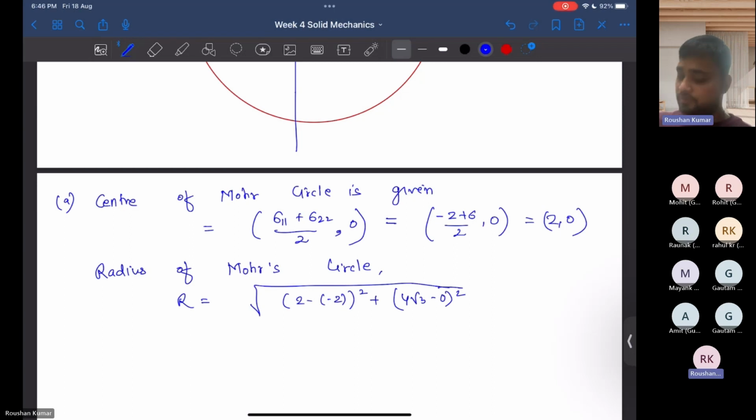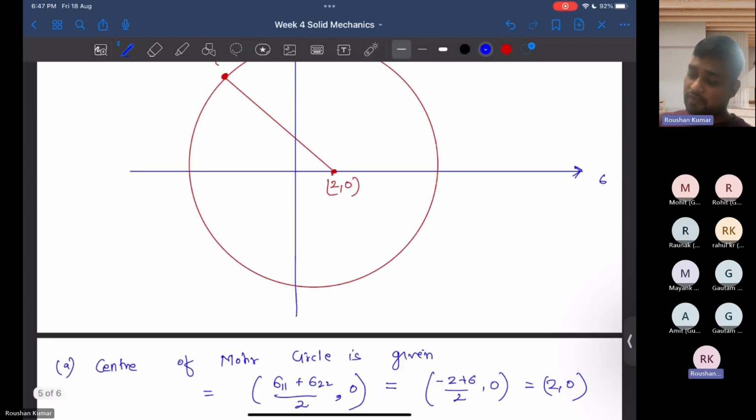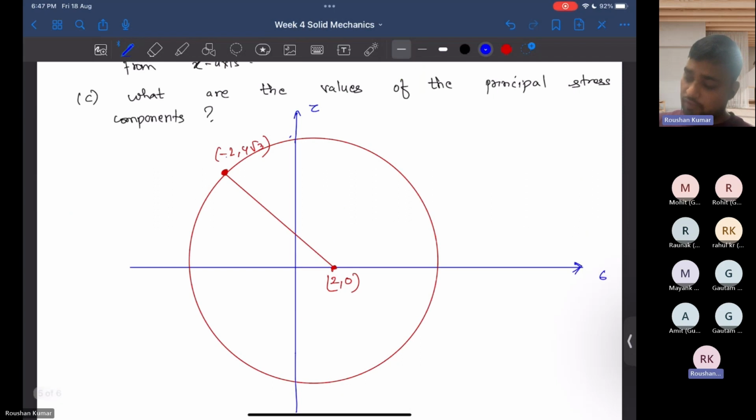So after calculating this, we will get the value equal to 8. So the radius of the Mohr circle is 8 unit. So this is the radius which is of 8 unit, and this is also the radius which is of 8 unit.